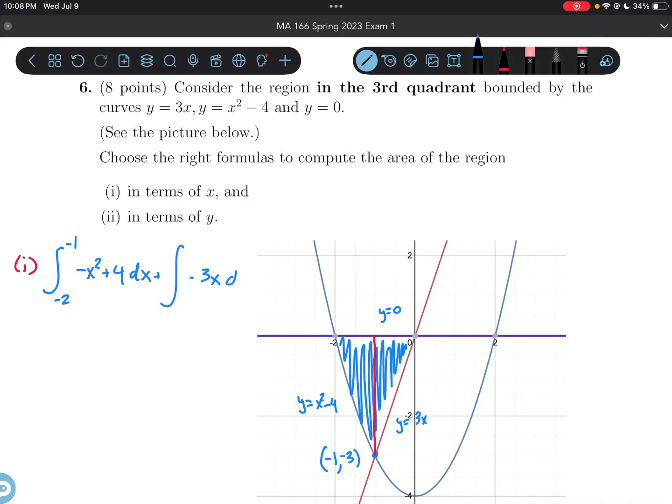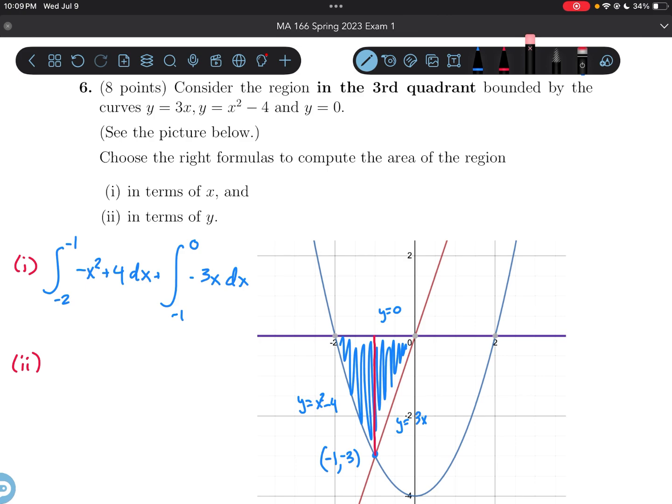Okay, and then the last thing we need is the bounds. So the bounds is from -1 over here to 0. And that is the answer to the first question. Now the second part says to find the area of the region in terms of y.